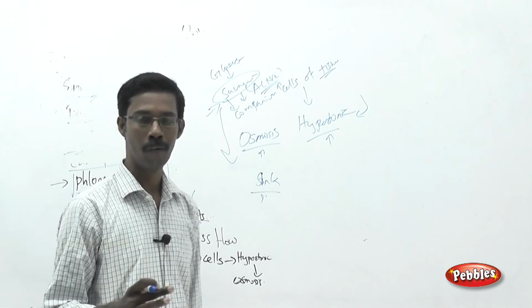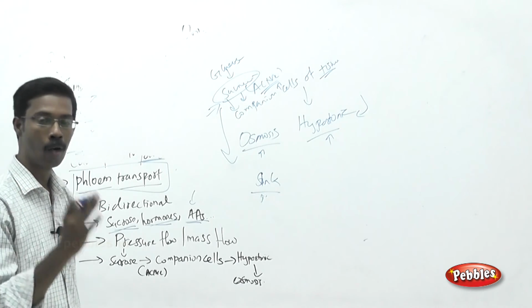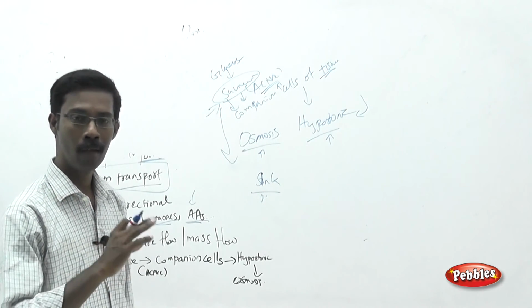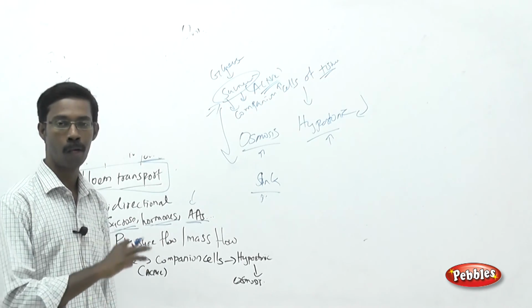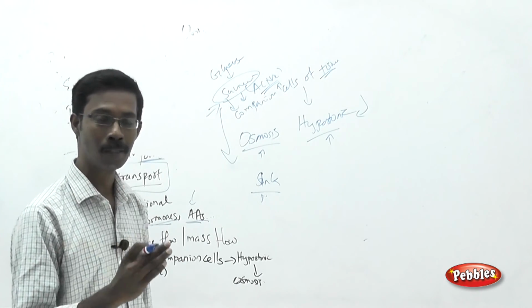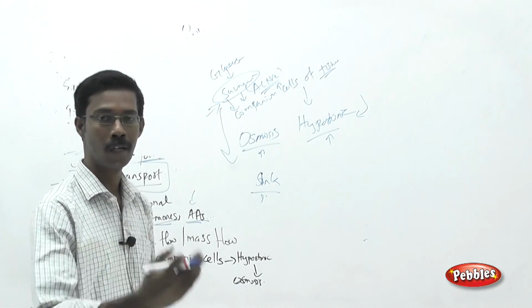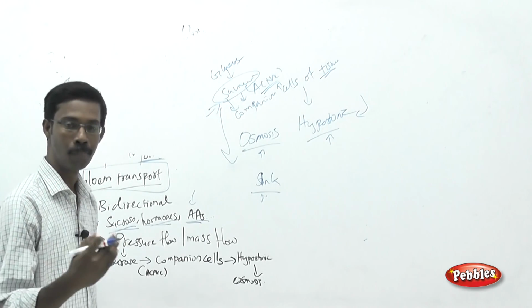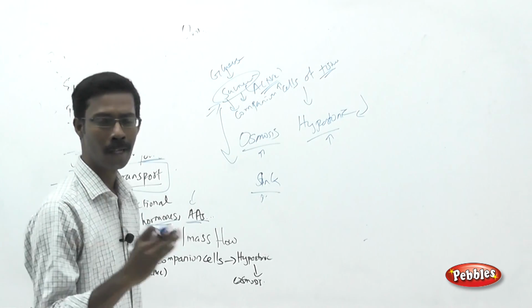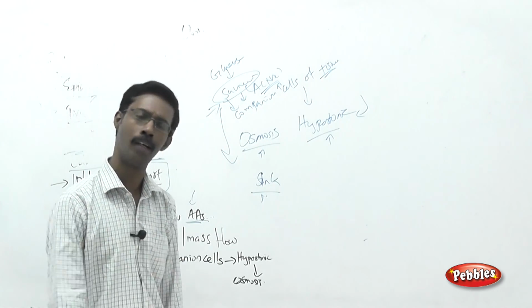In the next class we are going to see the minerals involved in plant growth. We will see what the macro elements and micro elements are, what percentage, and what the list is, and how mineral deficiency will cause diseases or symptoms, and what we mean by mineral toxicity. These are all we are going to see in the next class.